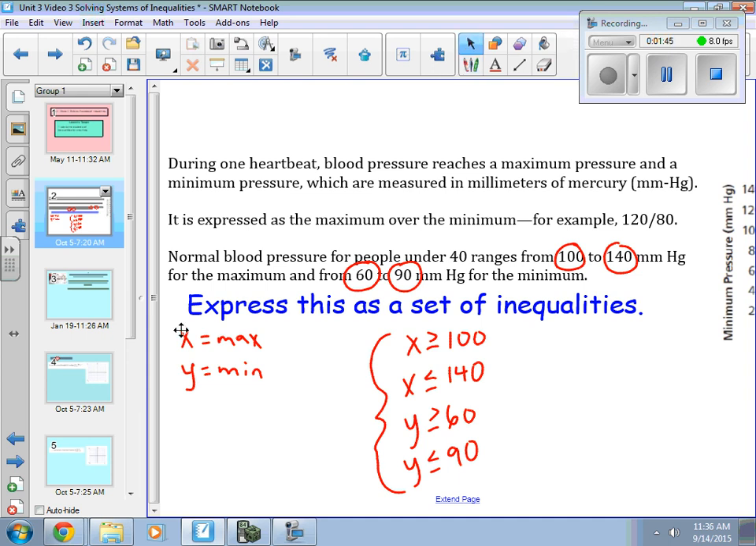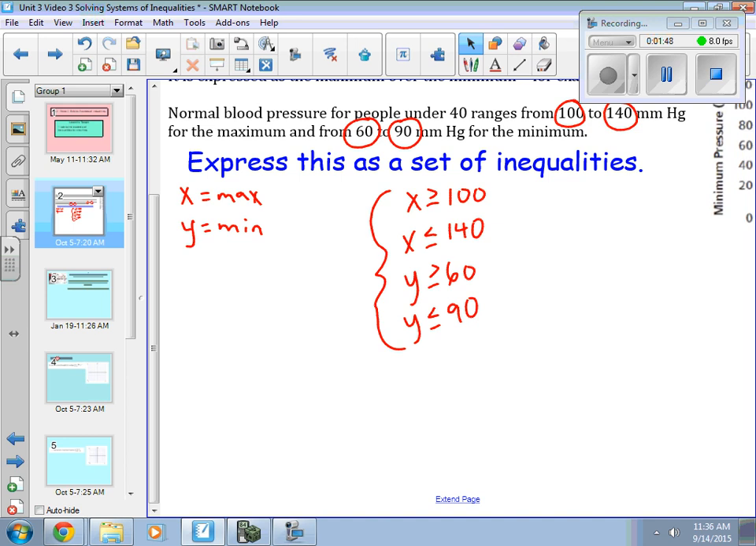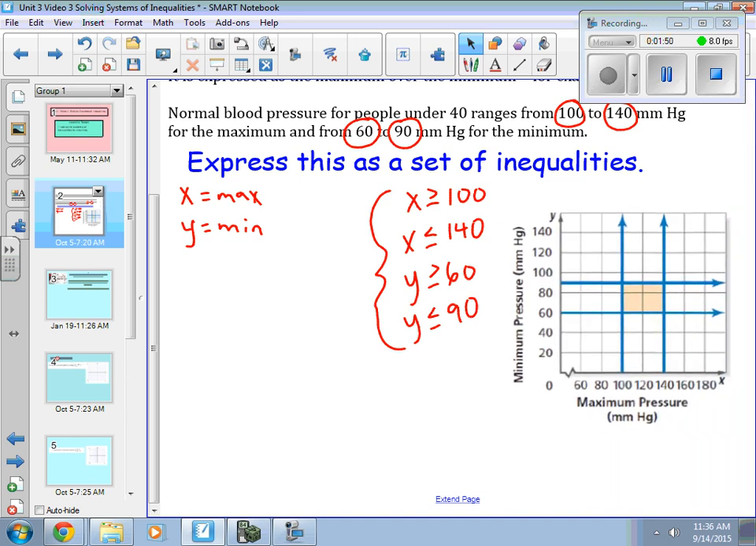What you could do now is graph something like this out, and you get a chart like this. Okay, the x-axis here, that's our maximum, like we said. Our y-axis, that's our minimum. If we were to graph these lines out, we would get it. Remember, when you graph an x equals equation, these are vertical lines. And when you graph y equals ones, those are horizontal lines. Okay, so if you graph, here's the 100 and the 140, those are both vertical lines.